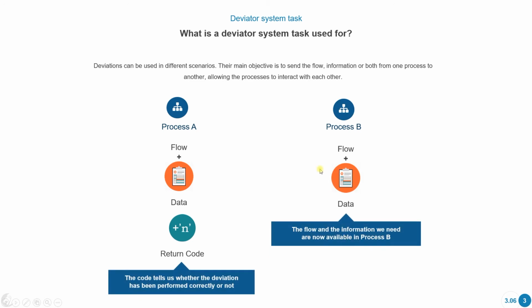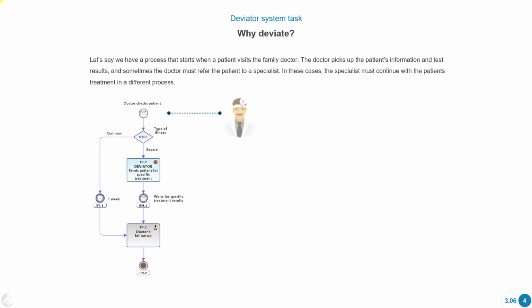So here we have process B, and when we deviate it to process B, the flow and the information we needed are available in this process. Once we deviate from process A to process B, we're going to receive a return code. So process B is going to send us back this return code. And this return code is going to have information that's going to tell us in process A if our deviation was actually performed correctly.